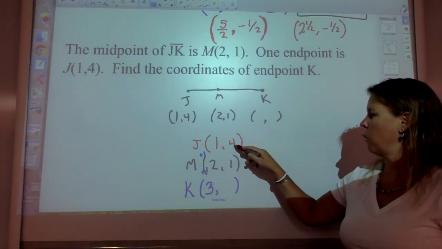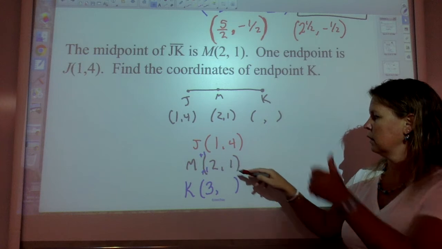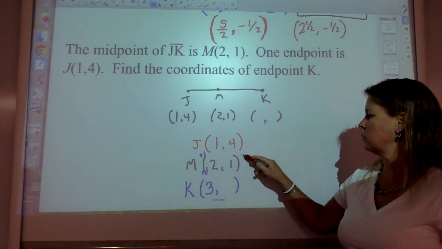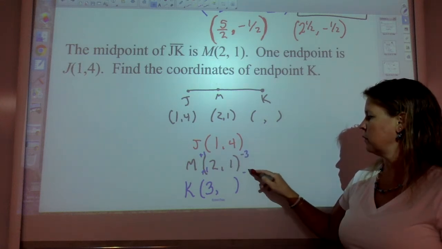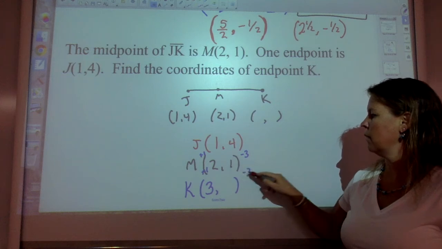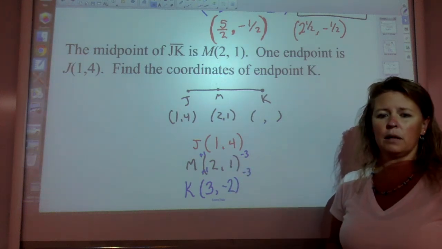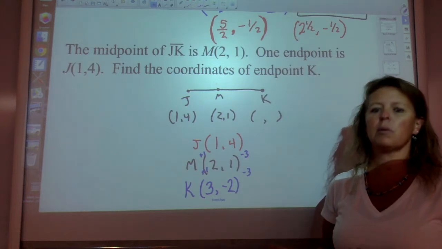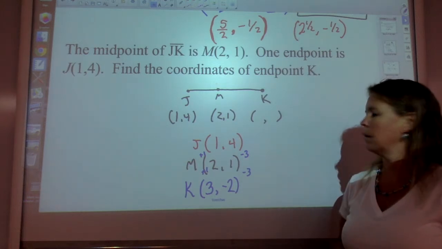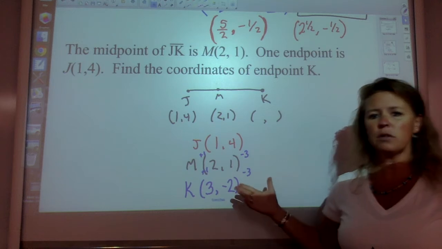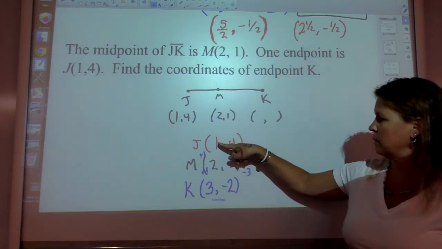How did I get from 4 down to 1? 3, 2, 1. I subtracted 3. So if you subtract 3 more, 1 minus 3 is -2. You may need to rewind that and do it again because in the past you've done midpoint, but you haven't done endpoint when given a midpoint. So if you're looking back at this, does it make sense?